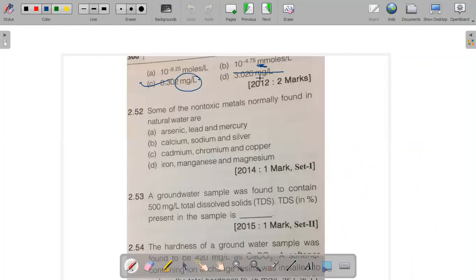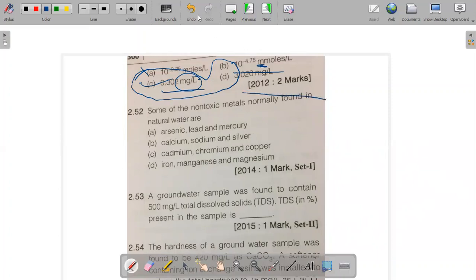This is not a correct answer because it should be in gram per liter, but here it is given in milligram per liter. And this is not an option. So you need to find your option from these three. Okay, so this is your correct answer. This is from 2012 of 2 marks question.